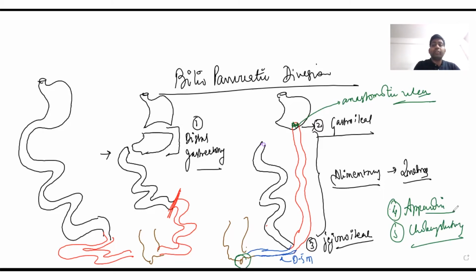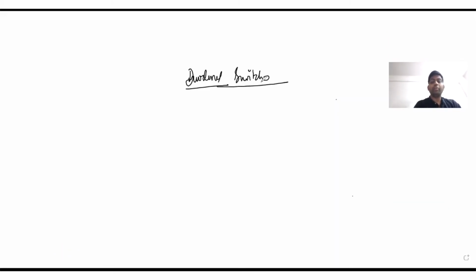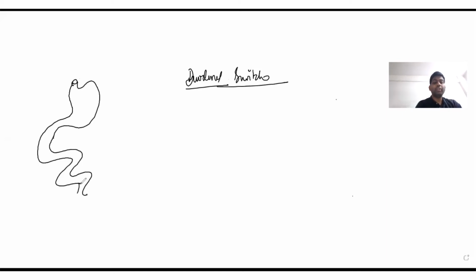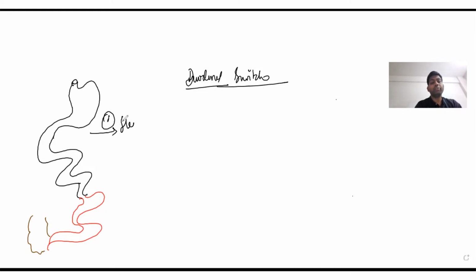Let us look into duodenal switch. What we do in duodenal switch is, this is the stomach, this is the proximal part of the small intestine. We depict the ileum in red and the large bowel in brown. The first step in the duodenal switch operation is we do a sleeve gastrectomy. This is the part of the stomach that we remove. The remaining part of the stomach is left behind. This part is removed. This is the sleeve gastrectomy.